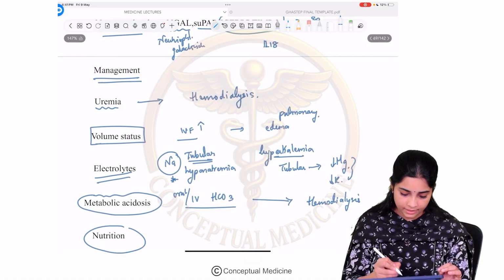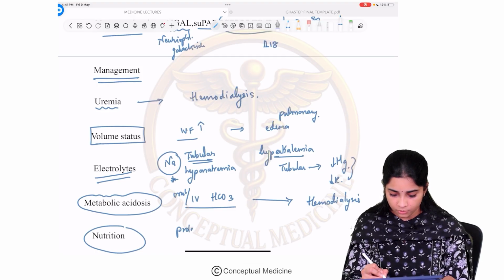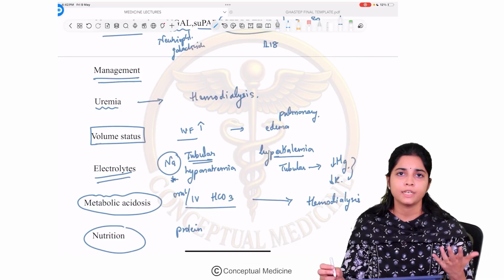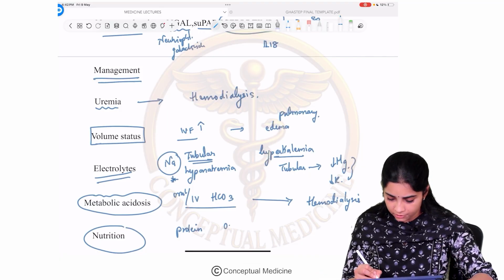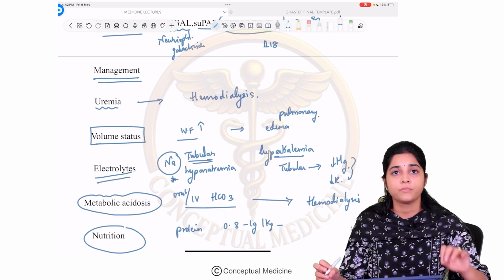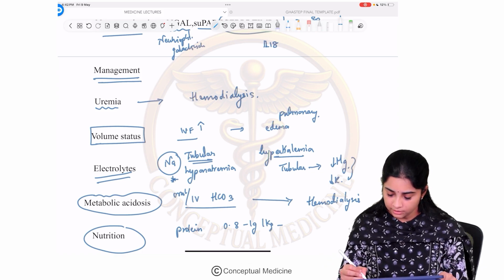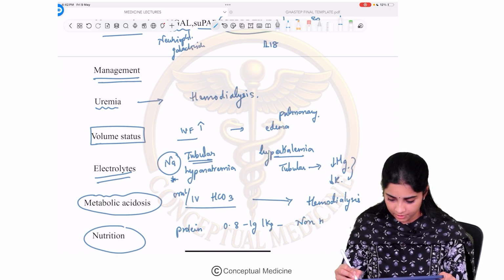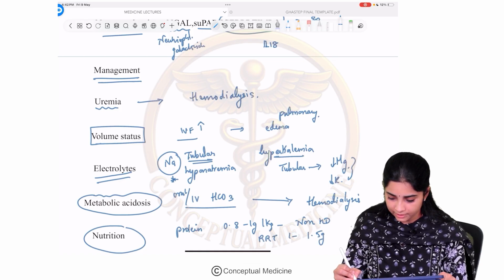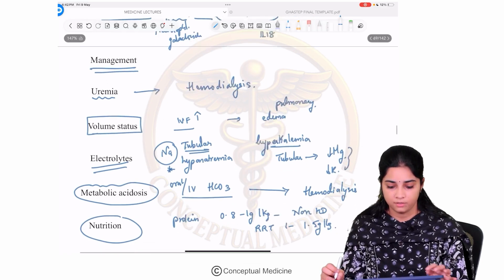Then always take care of the nutrition, especially the protein intake. Always take care of the nutrition in any patient because AKI can be a catabolic state, right? So protein intake should be around 0.8 to 1 gram per kg in a non-hemodialysis patient. If the patient is on RRT, it can go to 1 to 1.5 grams per kg. So take care of the nutrition as well, right?